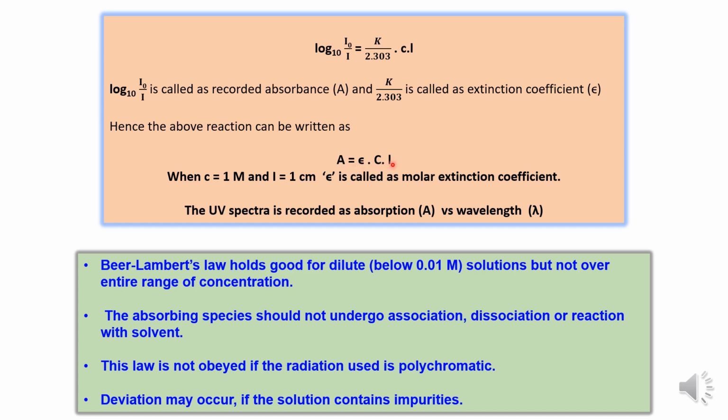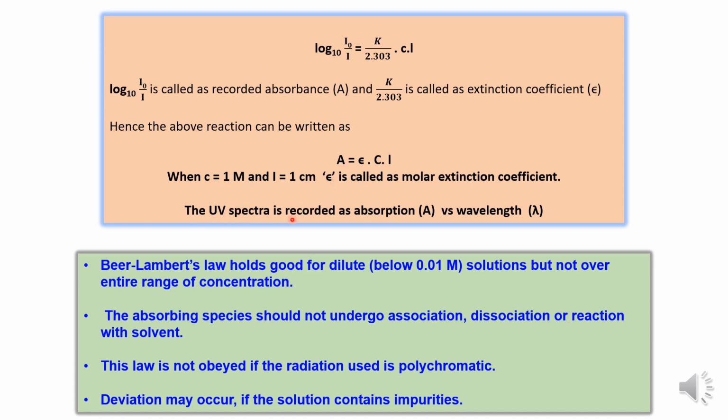So this equation can be written like this: A is equal to epsilon dot c dot L. Now suppose you take the concentration of that compound as 1 molar and the length of the absorbing medium as 1 centimeter, then A will become equal to epsilon, and that is nothing but the molar extinction coefficient. So here you have taken the quantity 1 molar and the length of that absorbing medium as 1 centimeter. Then we can call it the molar extinction coefficient. So epsilon will become equal to A, that is absorbance.